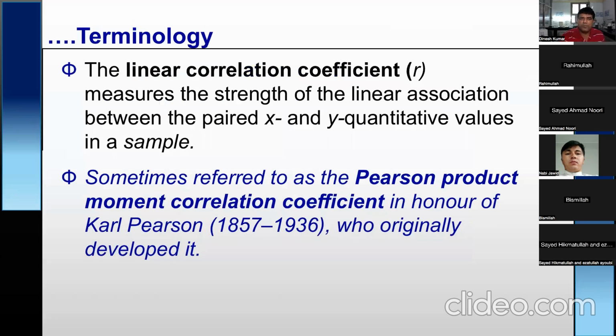The linear correlation coefficient measures the strength of linear association between the paired X and Y quantitative values in a sample. So to know the strength of correlation, we calculate the linear correlation coefficient. It is also called Pearson. The full name is Pearson product moment correlation coefficient, in honor of Karl Pearson. Karl Pearson was a mathematician who developed this correlation coefficient, or who gave the formula for the first time to calculate the correlation coefficient.